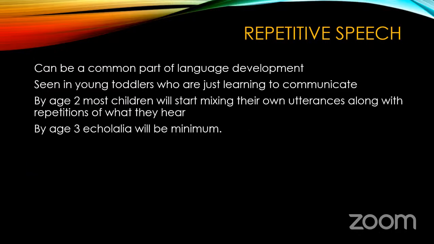First, we need to be aware ourselves that repetitive speech, repetition can be a common part of language development. It is seen in young toddlers who are just learning to talk. By age 2, most children will start mixing their own speech or utterances along with the repetitions that they hear. And by age 3, echolalia, that repetition, should be minimum or none. So all repetition is not autism. We have to look for other things as well for autism. But a child who's less than 2 years, if he's repeating, if all else is normal, we can only reassure.